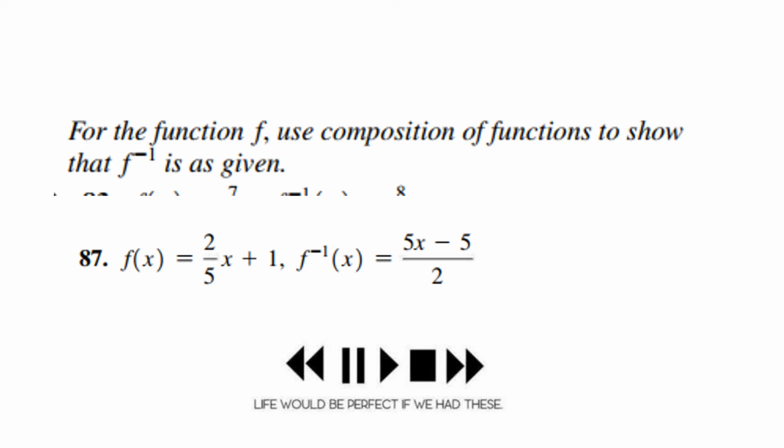Okay, so for the following function f, we're to use the composition of functions to show that f inverse is as given. Now this means if this is f of x, then this is f inverse of x. So we must show that if we do f of x and then we do f inverse of that, we get back x, and we have to do the same thing when we do these in the other order. Hit pause now, and let's see how you do.